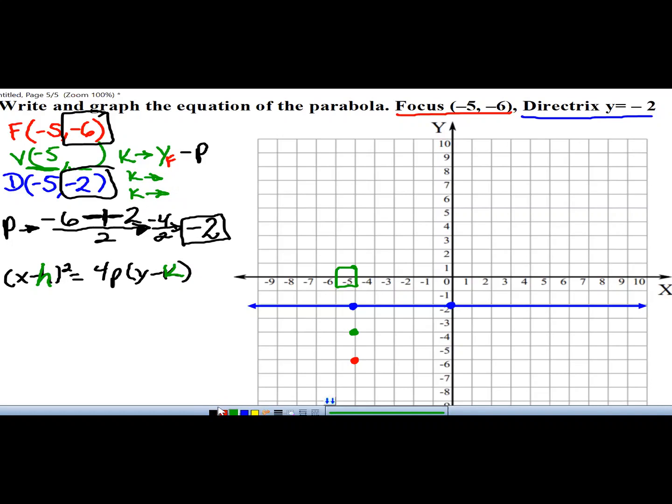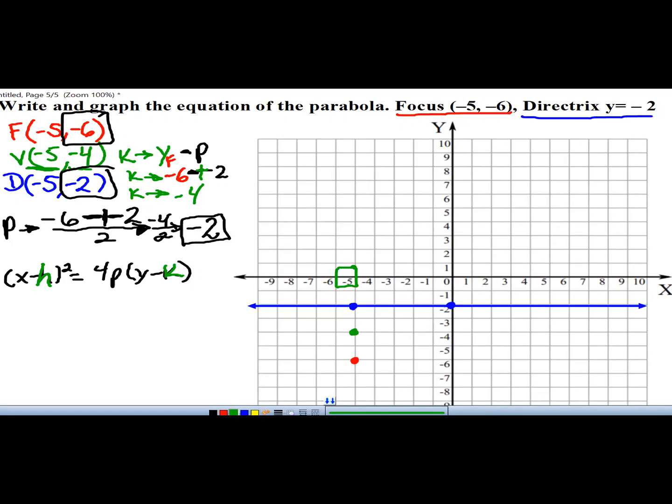All right, so what is the y value of the focus? It's -6. Then I'm going to subtract what value? P. What is P? -2. So negative times a negative right here becomes a positive. So -6 plus 2, that's -4. And that's my K, -4. All right. So my vertex is at (-5, -4). Let's double check to make sure if it is there. (-5, -4). Yes, it's right there.